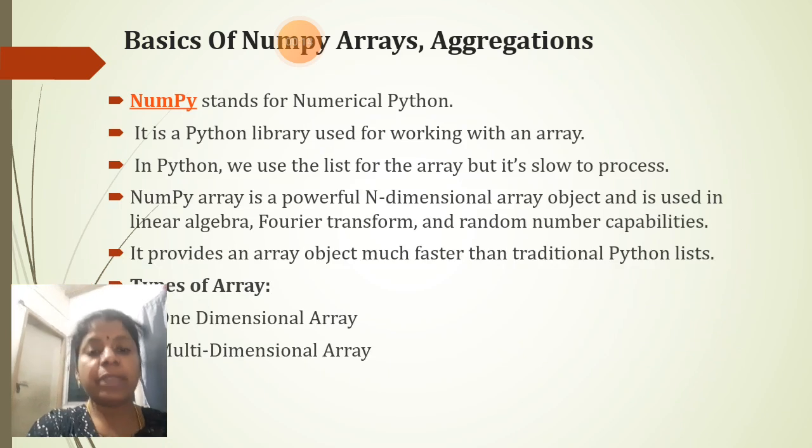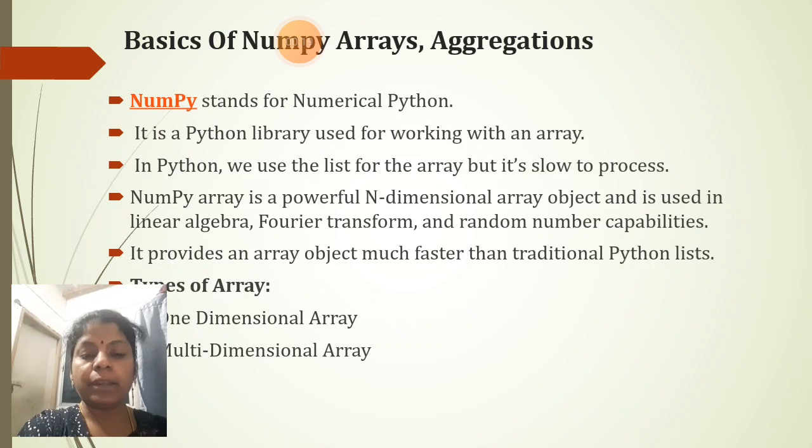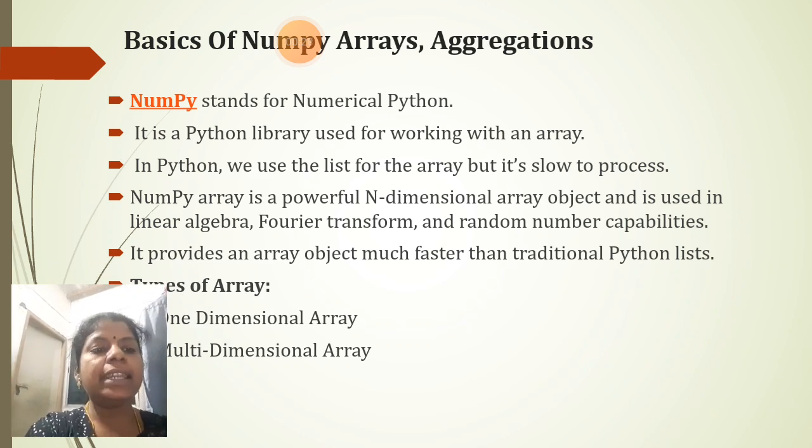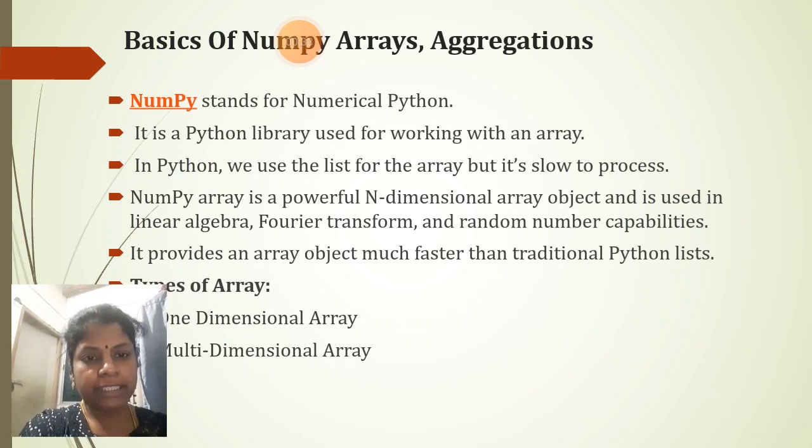The first topic is the basics of NumPy arrays and aggregations. NumPy stands for Numerical Python. It is a Python library used for working with arrays. In Python, we use a list as an array, but it is slow to process. A NumPy array is a powerful n-dimensional array object and is used in linear algebra, Fourier transform, and random number capabilities. It provides an array object much faster than a traditional Python list. The types of array are one-dimensional array and multi-dimensional array.